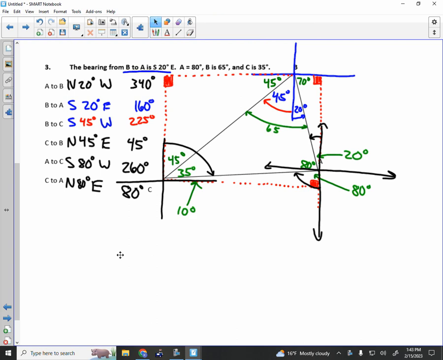Mr. Gentz showed you this handy-dandy trick by which you can check all of your answers. Northwest, southeast, 20, 20. Southeast, northwest. Ooh, that one's wrong. Oh, okay, I'm sorry. I did these two, now I'll go here. Southwest, northeast, 45, 45. Southwest, northeast, 80, 80. These differ by 180, these differ by 180, these differ by 180. Woo!